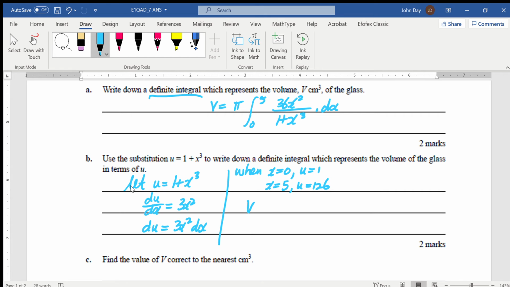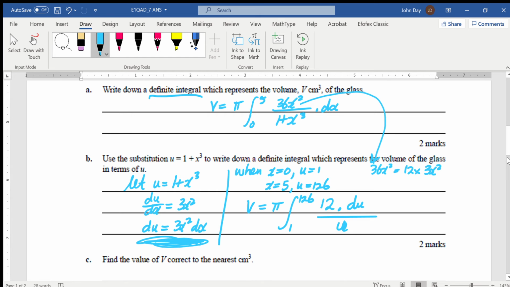So let's have a go. V equals pi times the integral from 1 to 126 of, now, 36x squared, which is on the front, is actually the same as 12 lots of 3x squared. And we know we need the 3x squared dx there. So we've got 12 lots of 3x squared dx, which is du, on 1 plus x cubed, which is u. So it says write down that definite integral. So that'll do. That's the definite integral written down.